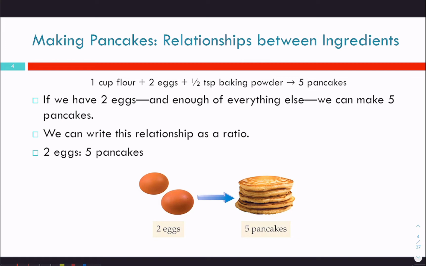So we can write this relationship as a ratio, and we're pulling these numbers straight out of this recipe. For 2 eggs, we can make 5 pancakes, which should look a little bit familiar because it's a conversion factor. Let's just convert between the number of eggs and the amount of pancakes that we can make.